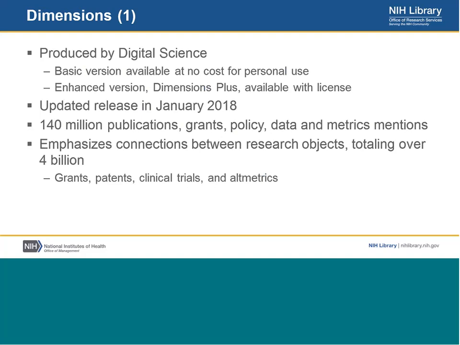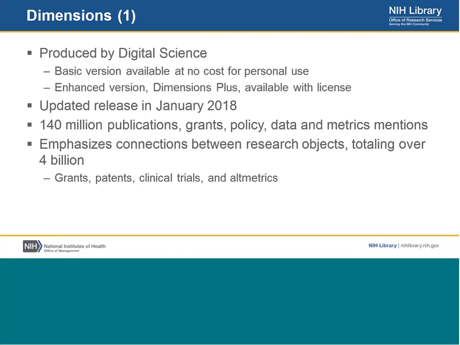Okay, so what do you do if you don't have access to Web of Science or Scopus? Not all institutions do. That was one of the limitations of me being able to start exploring bibliometrics prior to coming here. There is an additional resource on the market that was released back in January of 2018, and that is Dimensions. It's produced by Digital Science. There is a basic version available at no cost for personal use, while also having an enhanced version, referred to as Dimensions Plus, that is available with a license.